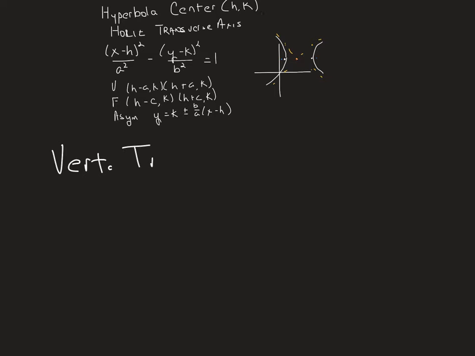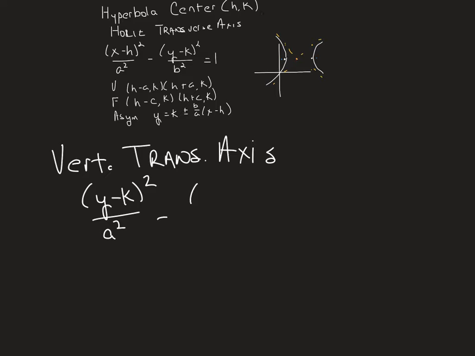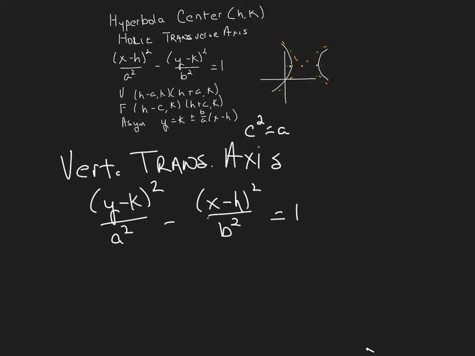A vertical transverse axis. Remember, if it is vertical, y comes first. So we'll have (y minus k) squared over a squared. A squared with a hyperbola is always first. Minus (x minus h) squared over b squared equals 1. I'm sorry, not b at first. And remember up here, c squared equals a squared plus b squared, just like when the center is at the origin.